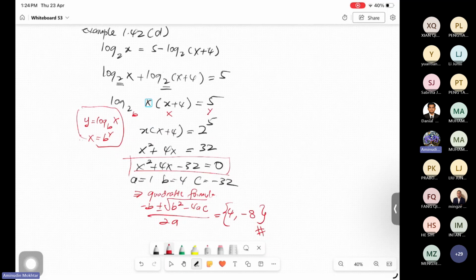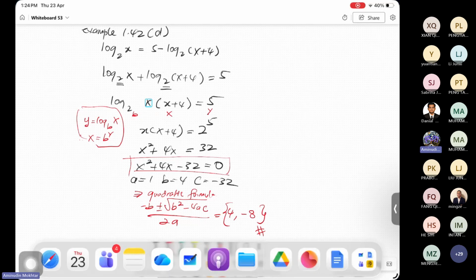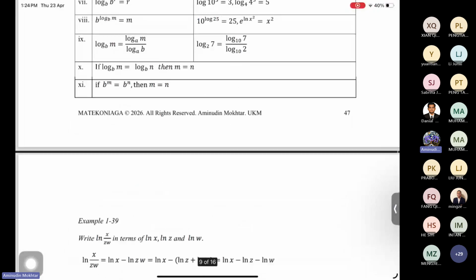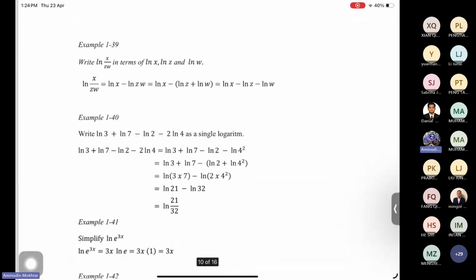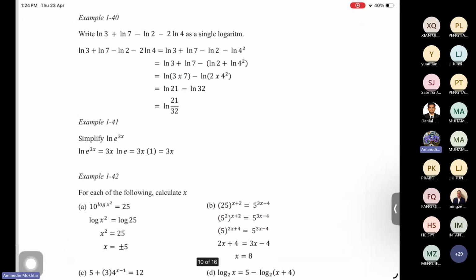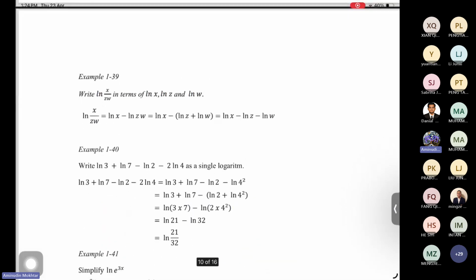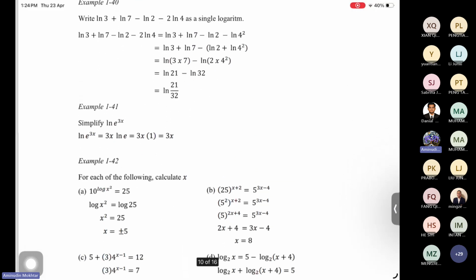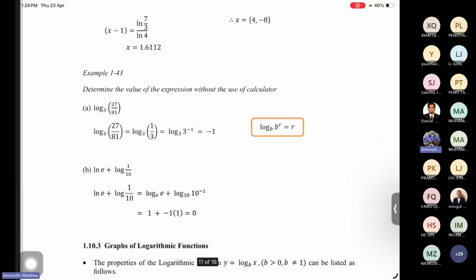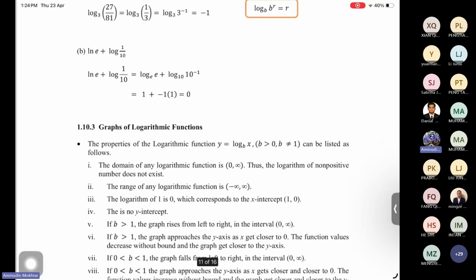Make sure you know how to choose the right formula. Okay, that's some of the examples. I hope you can do your revision, and then please try to answer all the other questions. There are a few examples here: 1.39, 1.40, 41, 42, and so on. Okay, that's about the examples on page 49.